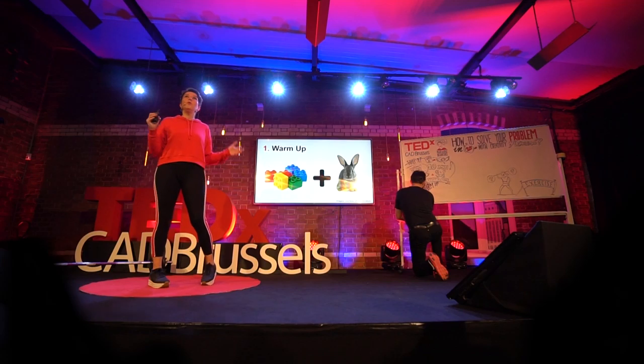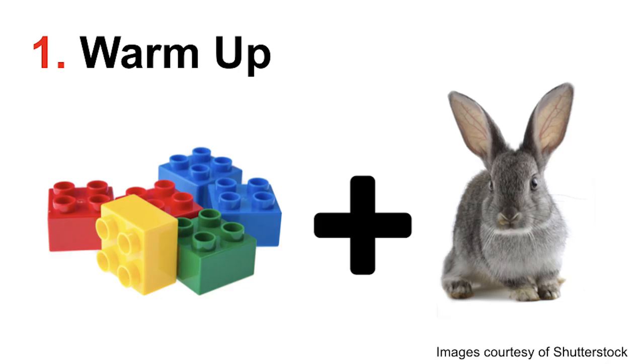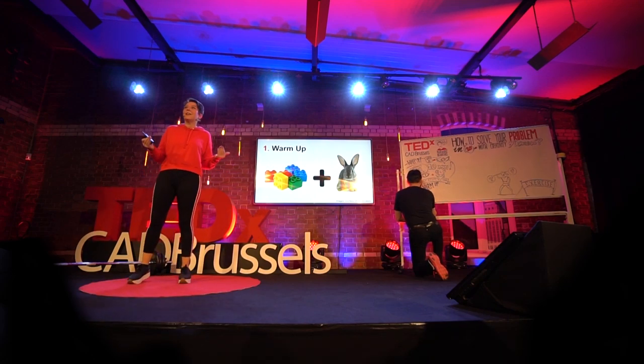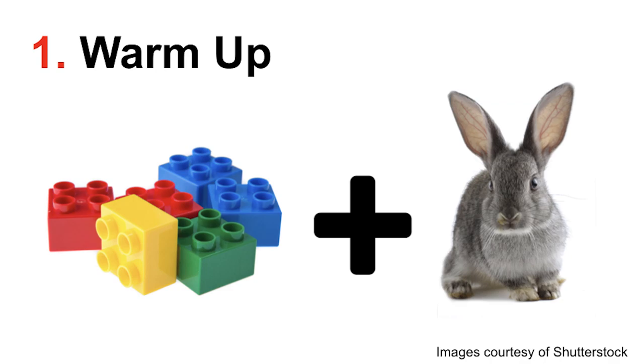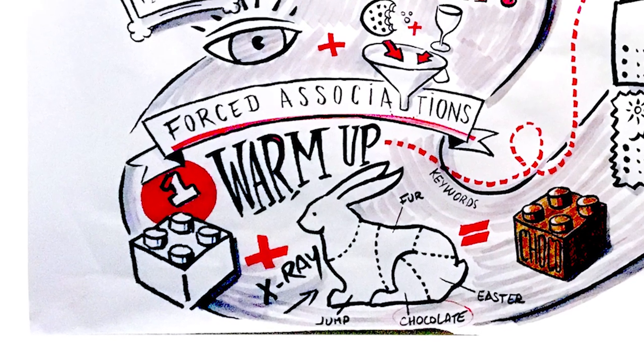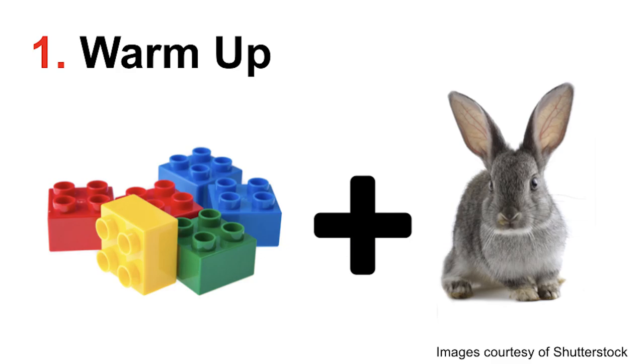Forced associations, yeah, okay. So what I'd like us to do in order to warm up our creativity muscle, starting with a Lego block and a rabbit, we're going to do a little forced association exercise for you to really understand how we're going to be working here. I'm going to first ask you to x-ray the rabbit. When I say x-ray, I mean list all the keywords that are associated with this rabbit. So again, you don't need to think too much. Just shout out the words that come to mind when you look at a rabbit.